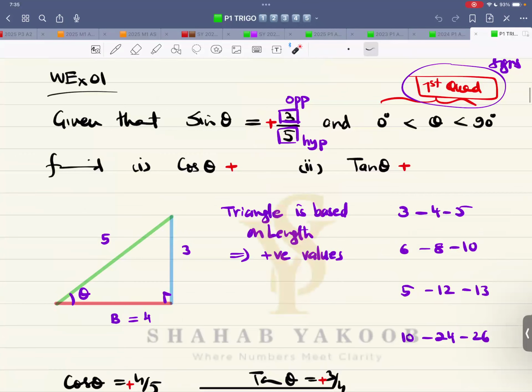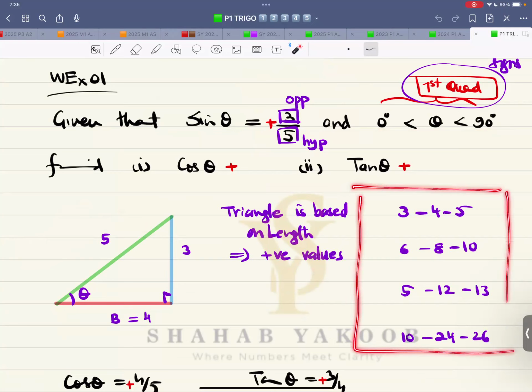And then over here, these conceptual questions, very, very important. So draw a triangle, irrespective of the quadrant. It's always with respect to acute angle. And then based upon the quadrant, let's say this is about the first quadrant. So sine is positive, cos is positive, tan is positive.